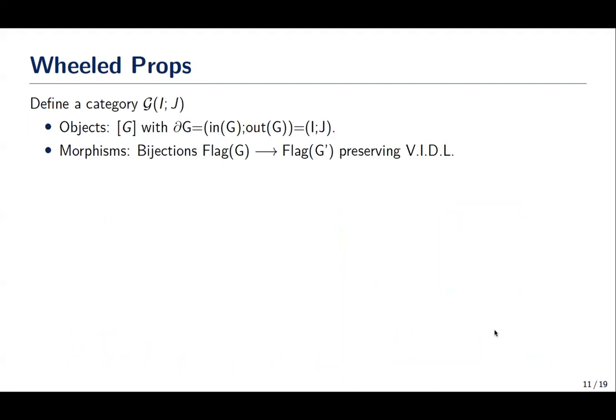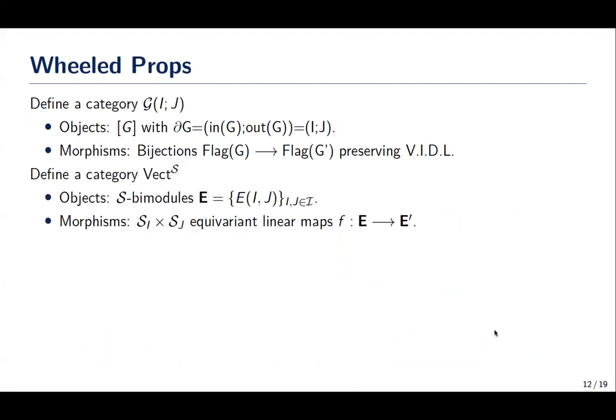But before that, we'll take a moment to define 2 important categories. The first one is this, and the second one is this. Let's see what this category is. In this category, the objects are the directed graphs indexed by incoming and outgoing edges, and morphisms are nothing but bijections of flags. And these bijections preserve all the vertices, involution maps, directions, and labels. If the directions are different, then there is no bijection. So the direction has to be preserved.